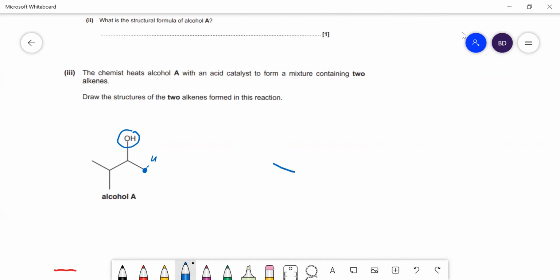You are going to get this product, right? So the skeleton is the same, and we have formed a double bond between those two carbons. If you remove it from this carbon next door, the red one, then you are going to get the double bond in a different place. You're going to get it there. So they're the two alkenes you can form there.